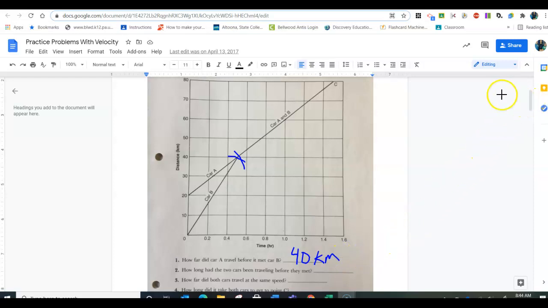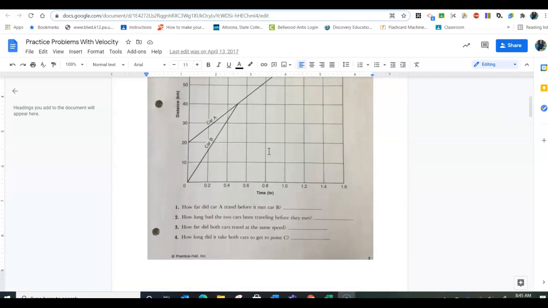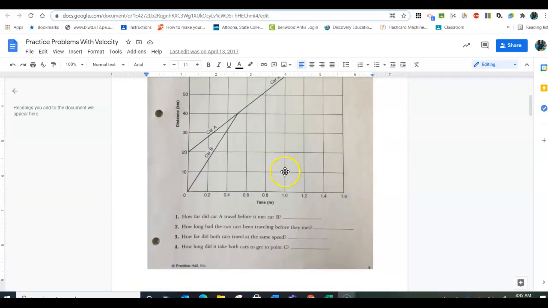So we're not going to do all of these, but I thought we could do number 3. It said, how far did the cars travel at the same speed? So most of the time, the slope of the line is also the speed. So this is distance divided by time. So they have to be equal. So the speed, where they're the same, is here and then up there.